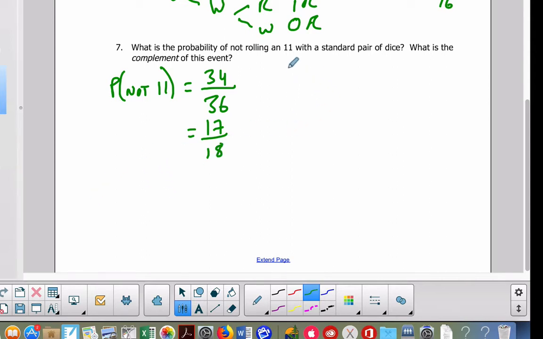And the complementary event then would be the probability of rolling an 11, which, as we saw before, was 2 out of a possible 36 outcomes, or you could just do it as 1 minus 17 over 18, which is 1/18 or 2/36.